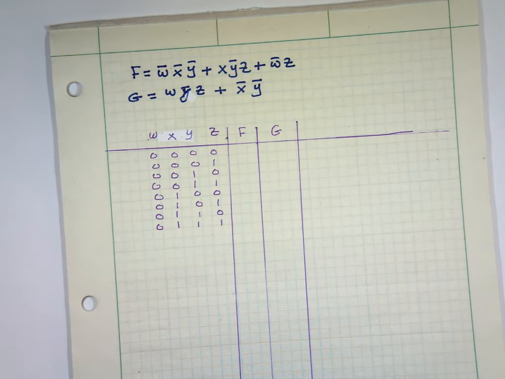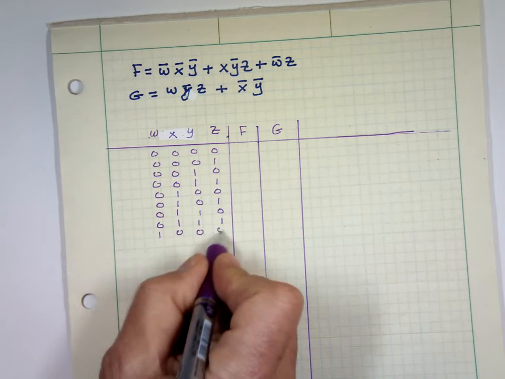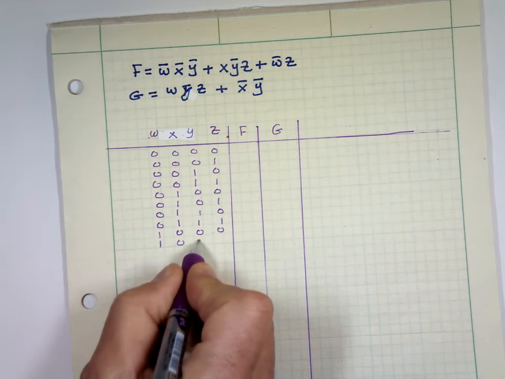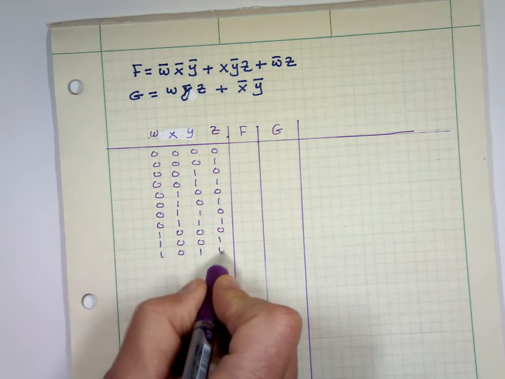That's 8 now. 8 sets here. That's the 7. So the next one's 8. 1, 0, 0, 0. 1, 0, 0, 1. 1, 0, 1, 0.